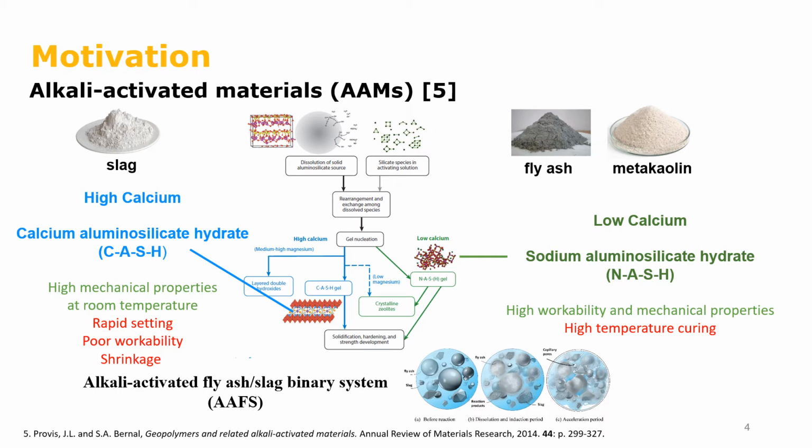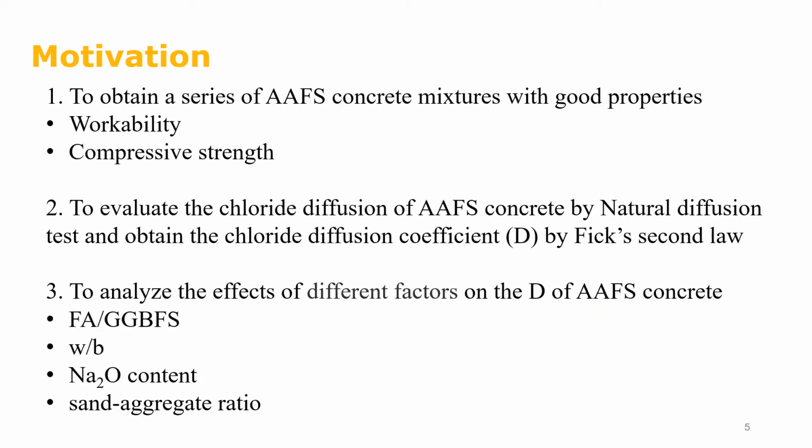For the low calcium system with fly ash and metakaolin, the main product is N-A-S-H. It has high workability and mechanical properties, but it requires high temperature curing. To overcome the shortcomings of C-A-S-H and N-A-S-H, the fly ash and slag binary system is designed in this study. These are the motivations of this research.